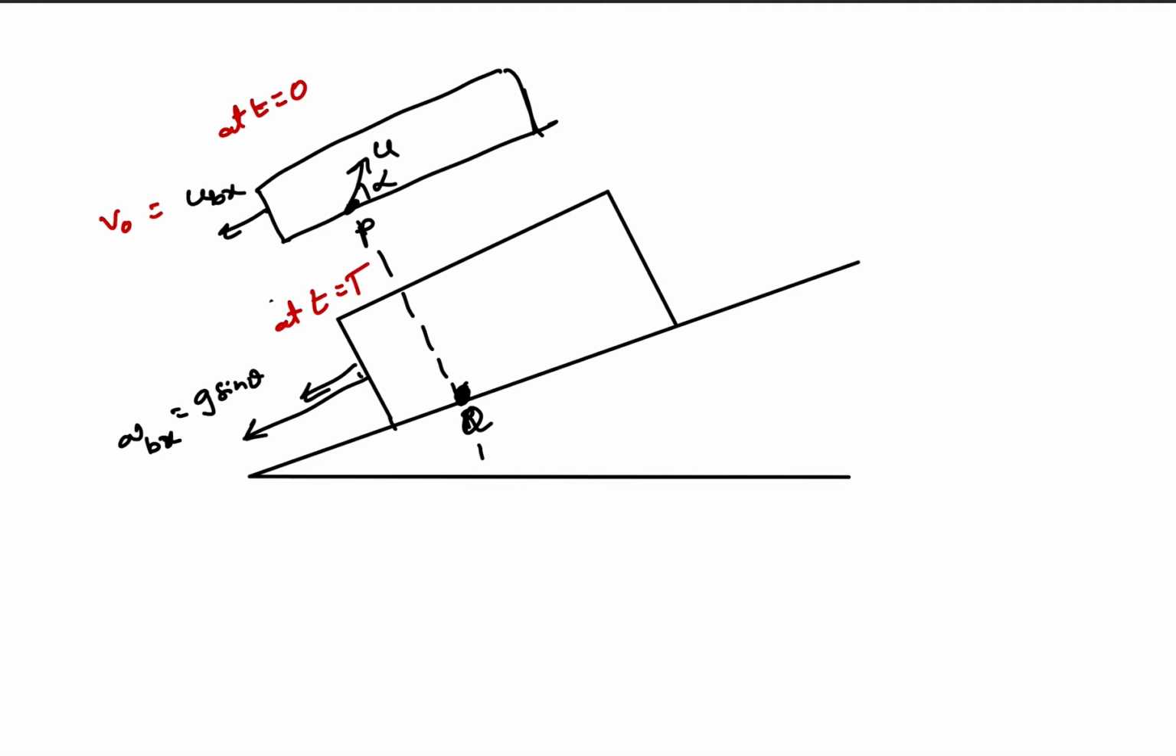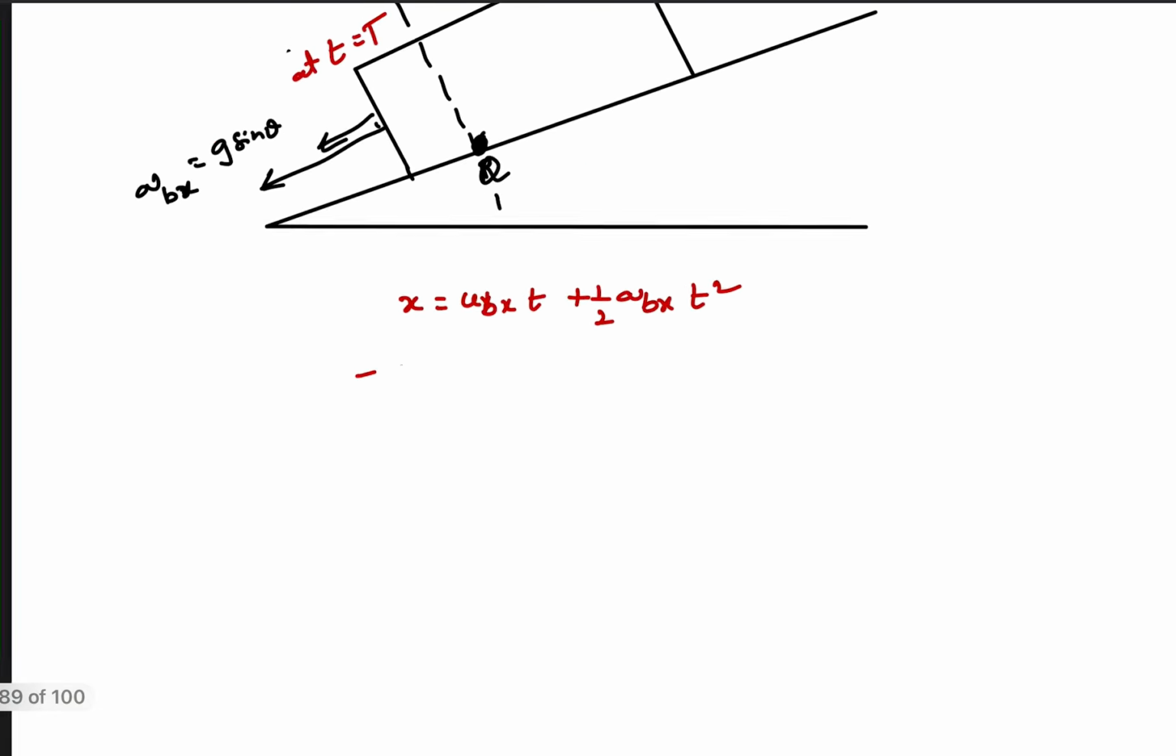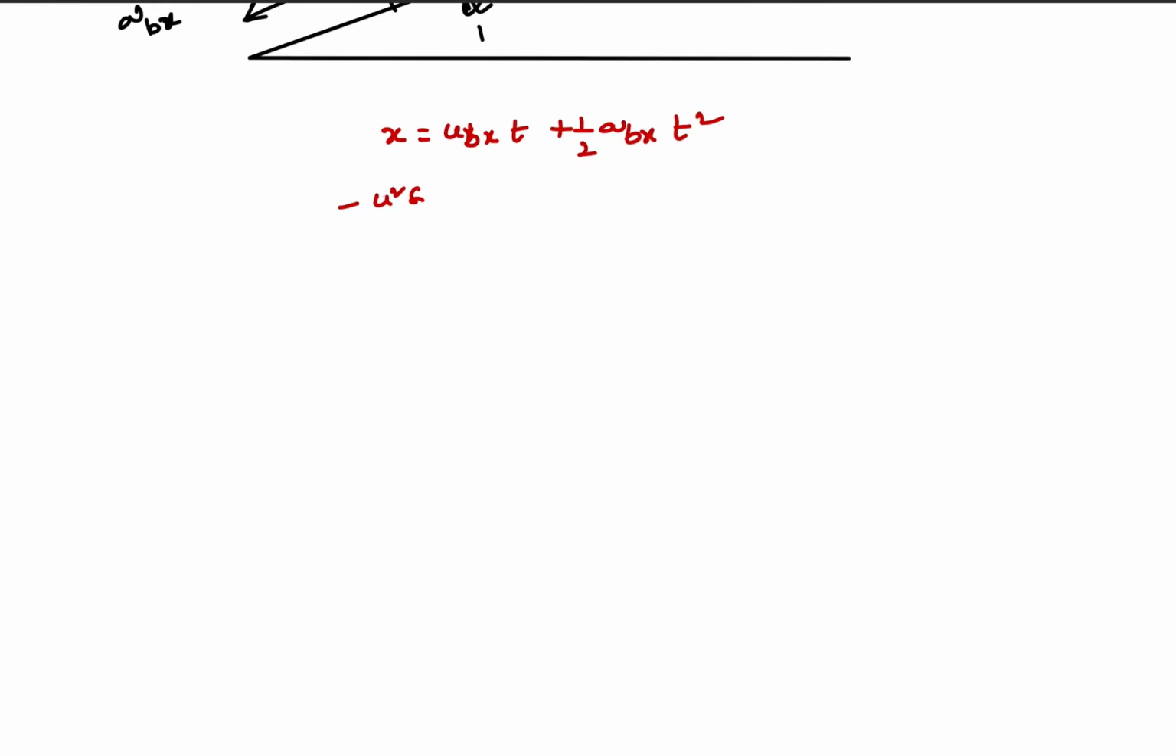Now, as they are moving in the downward direction, we can say x is equal to u of the box along the x-axis into t plus half into the acceleration of the box along the x-axis into t square. That x value is in the downward direction, and that value is equal to the range PQ. The PQ value you can use with the minus: given values like u square sin 2 alpha divided by g cos theta, minus v naught into t.